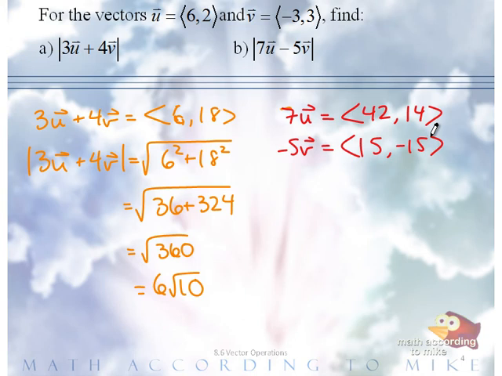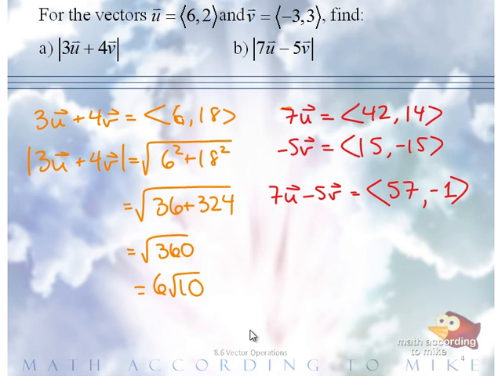Cool. And since we're going to find 7 vector u minus 5 vector v in component form, since we individually found the parts, we could just add these together. So what's the component form of 7 vector u minus 5 vector v? So 42 plus 15 is 57. And the vertical component would be negative 1.